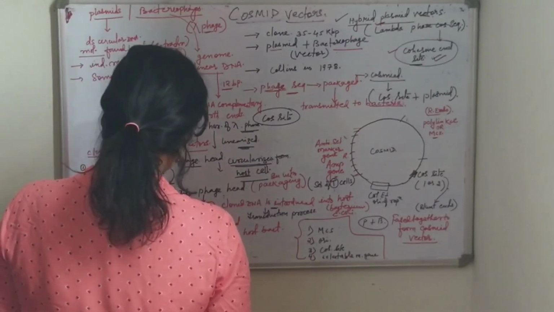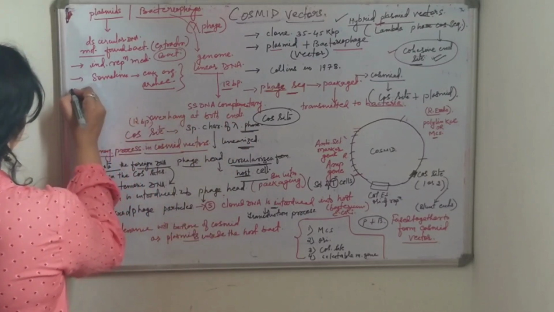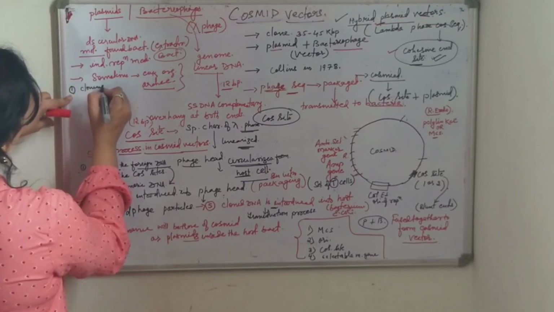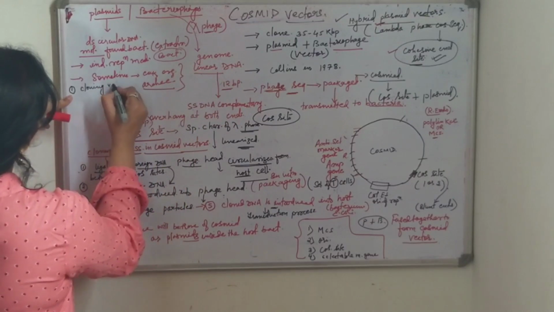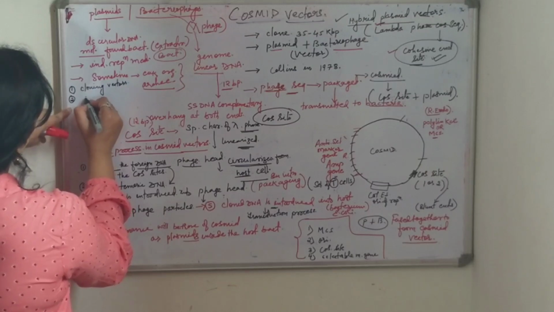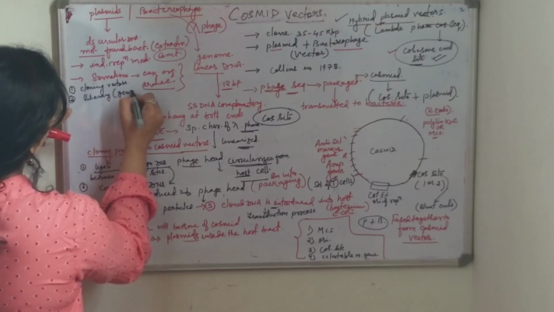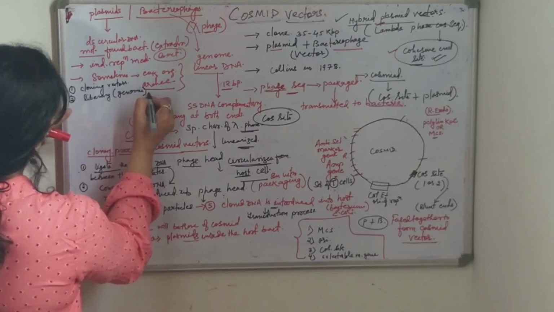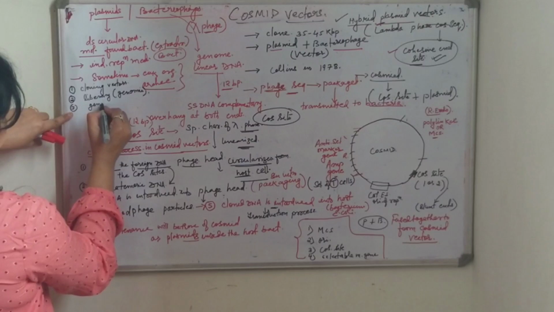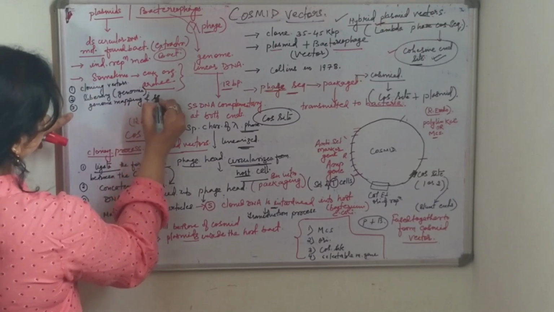After that, we will talk about some of the applications of the cosmid vector. So, we will see one by one. These cosmids can be used as cloning vectors. They can be used to construct genomic libraries, okay. These cosmid libraries are used in genome mapping as well as sequencing.